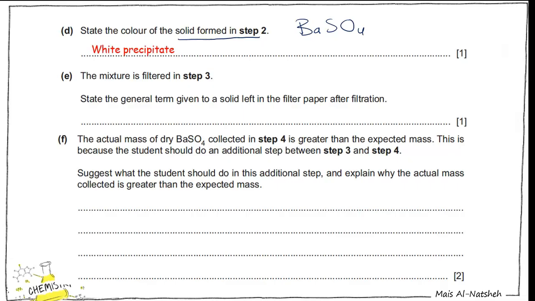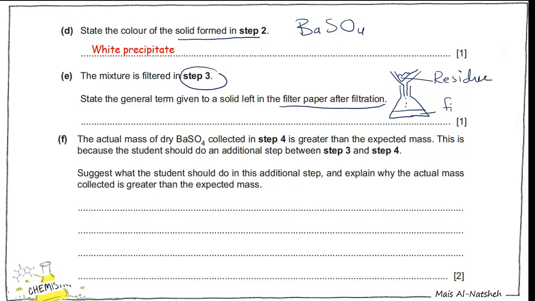The mixture is filtered in step 3. State the general term given to a solid left in the filter paper after filtration. Now when we do filtration, we need a funnel holding a filter paper, and we need a flask to hold the filtrate. The solid which will be trapped on the filter paper is called residue, and the liquid that will pass through the funnel is called filtrate. So the solid is called residue.